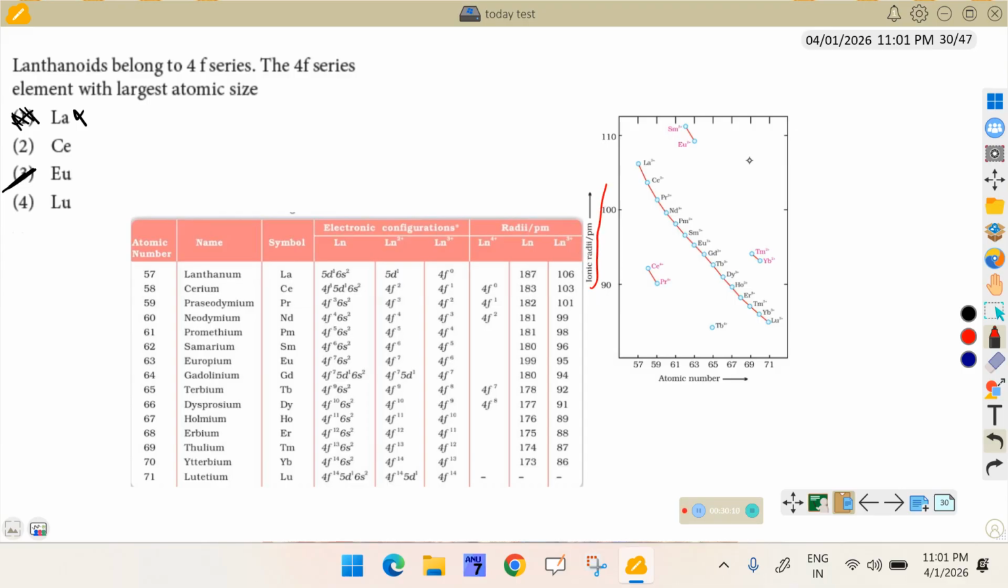This graph represents ionic radius. Here the question is related to atomic size. See, the atomic size of europium is 199 pm. 199, highest is for europium.